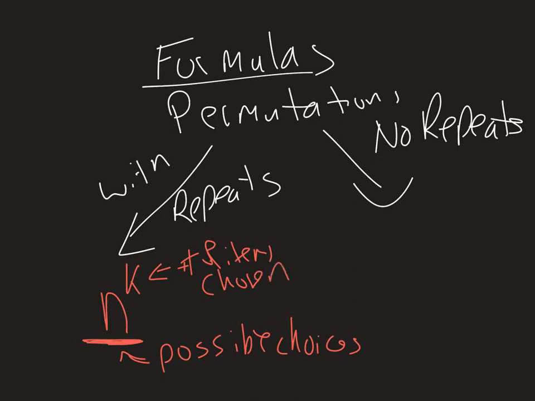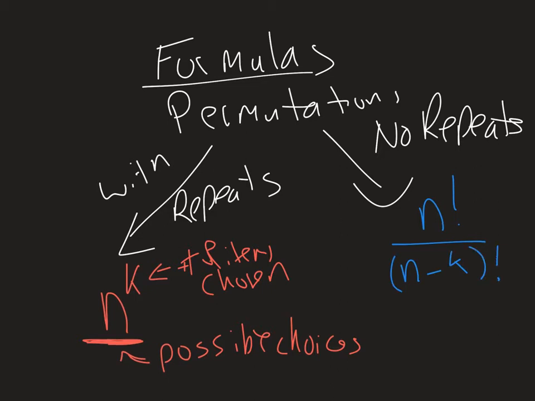So if it was a 4 length code, if it had 4 symbols, 4 digits, there'd be a lot more possibilities versus the 3. Okay? And if there are no repeats, this is where the factorials come in. You're going to take your n factorial, and the same n as it is over there, that'd be the number of possible choices for each dial, divided by n minus k factorial.